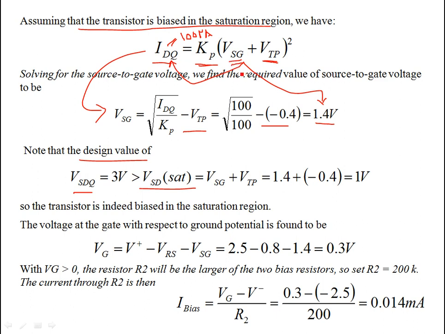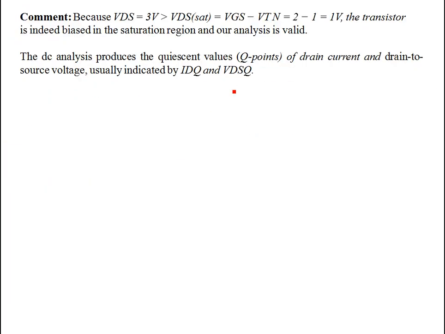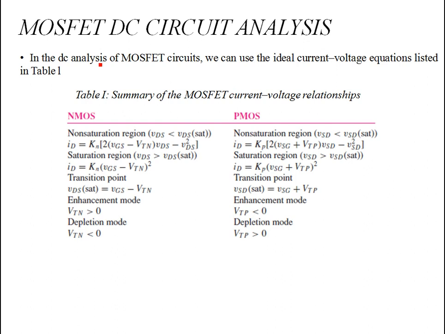You have to use another relationship for the non-sat. Okay, so we have seen a more complicated form of the non-sat region current-voltage characteristics. So there was a table, Table 1, which summarized the MOSFET voltage relationships in PMOS.